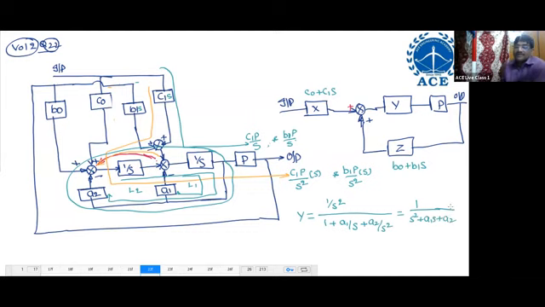Like this you have to solve. Just draw an equivalent diagram by shifting this summing point, the head of the summing point. Here block gains are multiplied, then you analyze, and automatically you will get the answers. Okay, so I'll close here. If you have any doubt, you can ask.